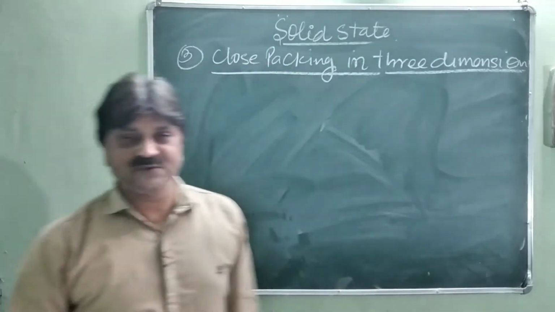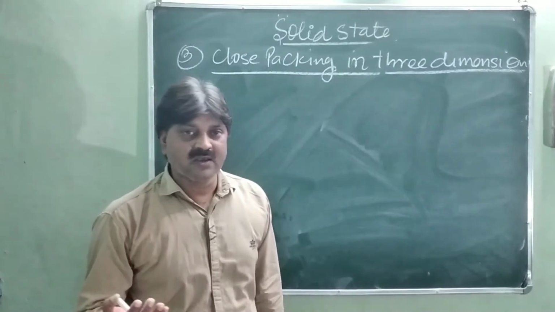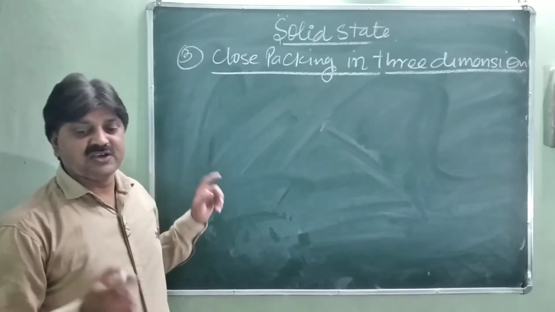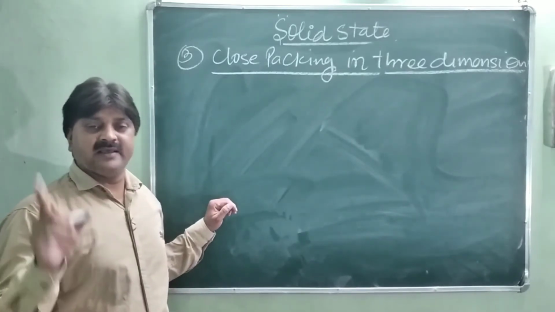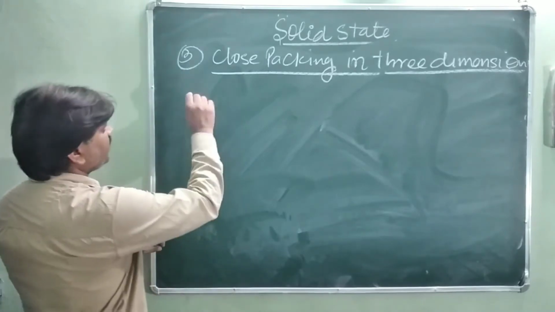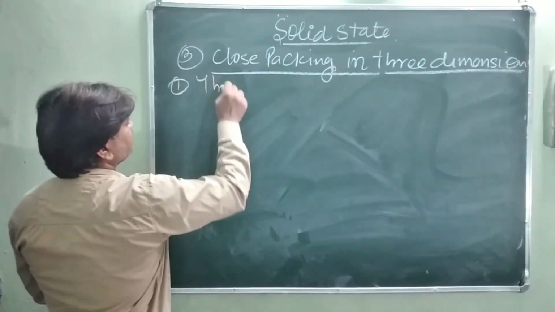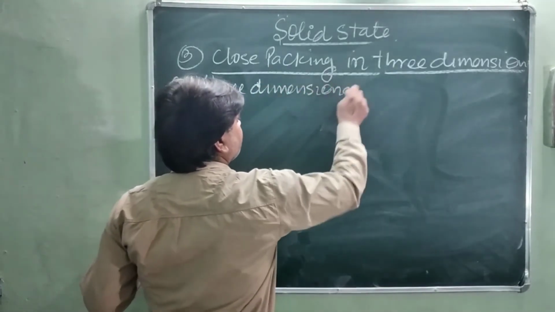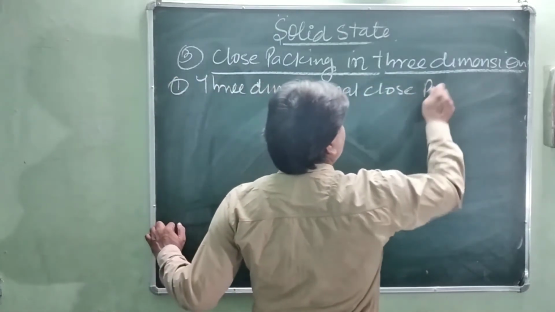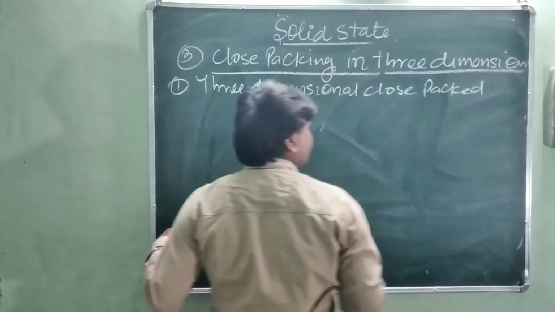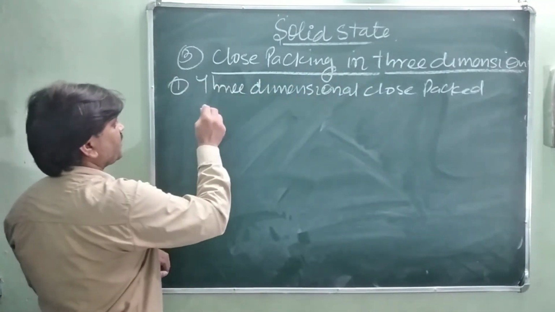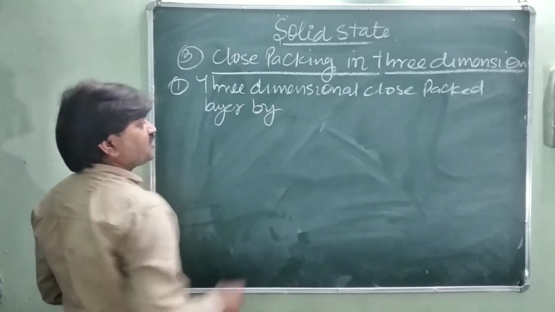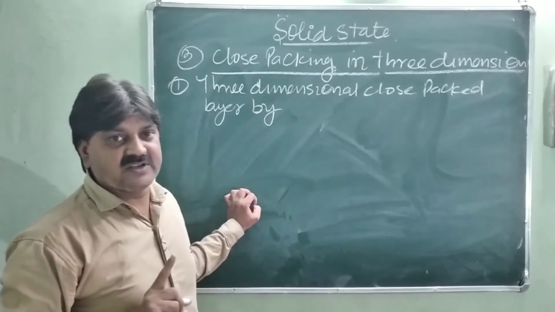So first, there are possibilities found by placing one layer above the other in 3-dimensional closed packing. So 3-dimensional closed packing from a 2-dimensional square closed pack layer. How do you prepare it? The first arrangement, how would you place it?